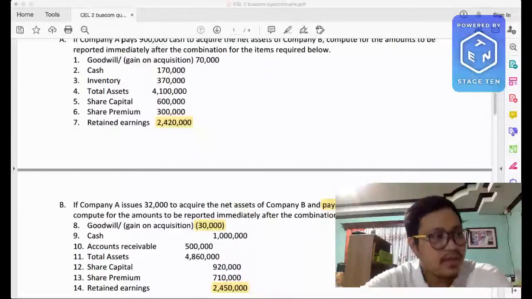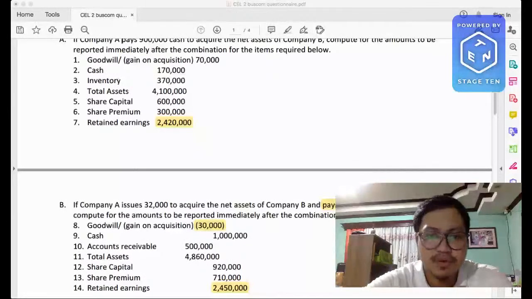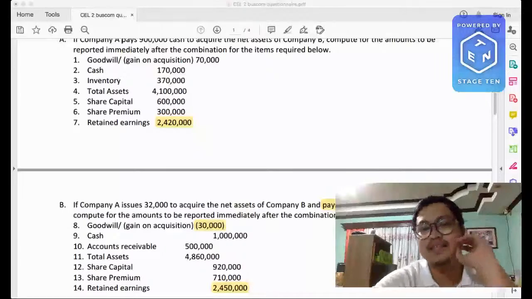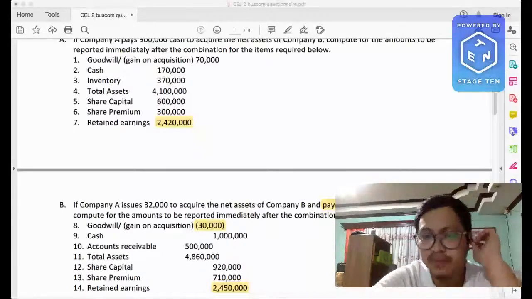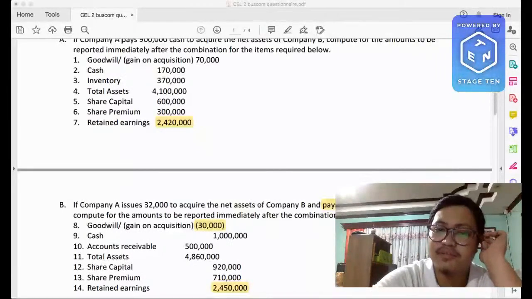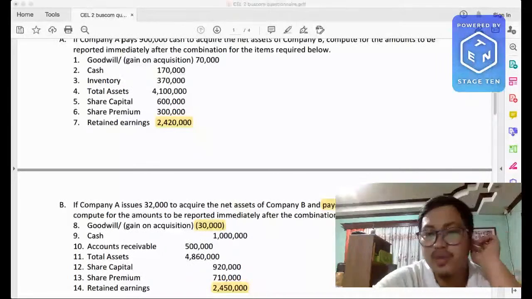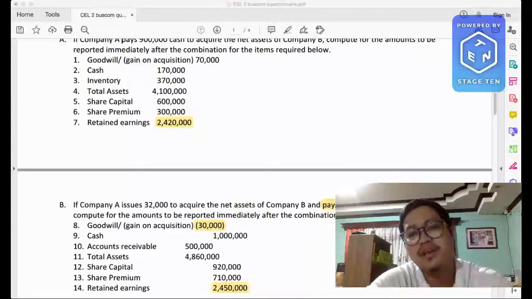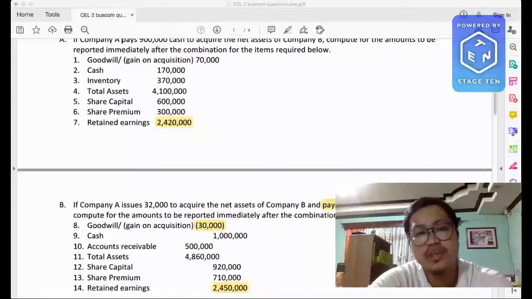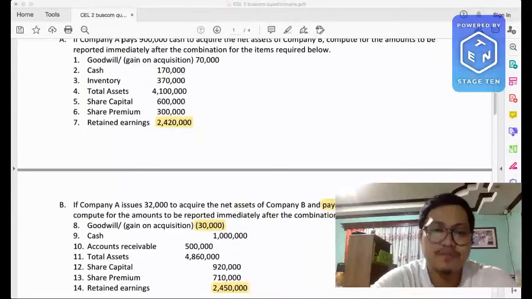Second, be careful, class, if the question is combined cash or the cash to be reported immediately after the combination. Ordinarily, if you're asked to compute for the assets and liabilities to be reported after the combination, all you have to do is to add the assets and liabilities reported by the acquirer with the assets and liabilities reported by the acquiree, but make sure that the amounts that you will include for assets and liabilities of the acquiree are at their fair value. Adding those two amounts should be enough.